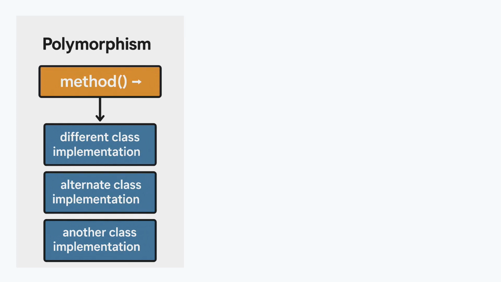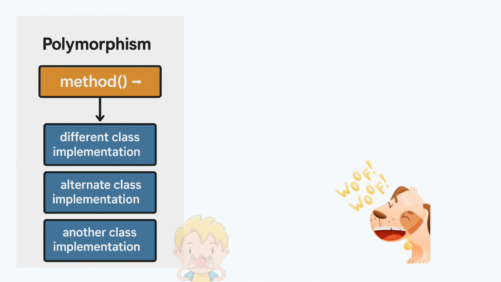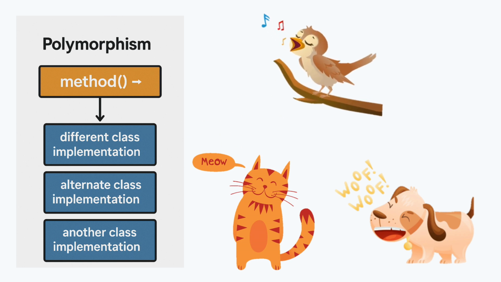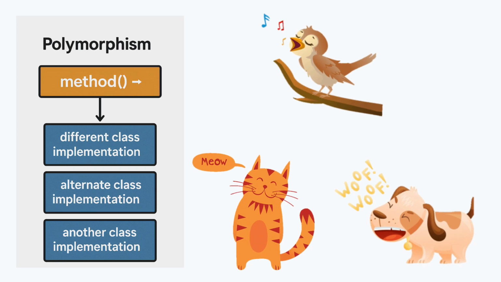Lastly, we come to polymorphism. Here you get the same action, but different results depending on who is doing it. Say you've got a method called makeSound. A dog might bark, a cat might meow, and a bird might chirp. But you call the same method, that is makeSound. Each one responds differently. That's polymorphism: same name, but behavior changes based on the context.